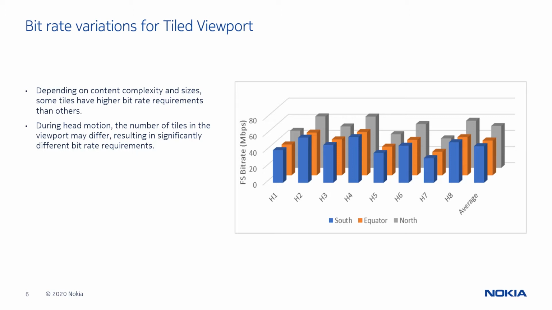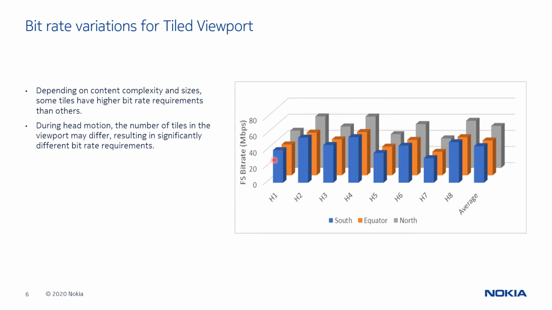So over here in this chart, we illustrate this phenomenon. This is for one of the test sequences that we used in our experiments, and we used different head orientations given here, 8 horizontal head orientations. So for instance, H1 is looking straight ahead, H2 is slightly towards the left, H3 is further left, and so on. And for each one of these horizontal orientations, you have a different set of tiles in the viewport. And then we had 3 vertical orientations.